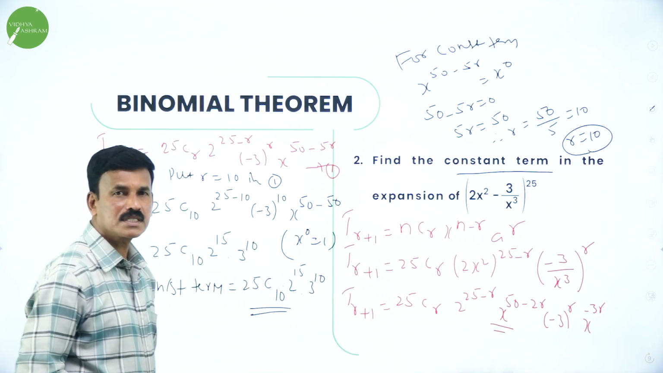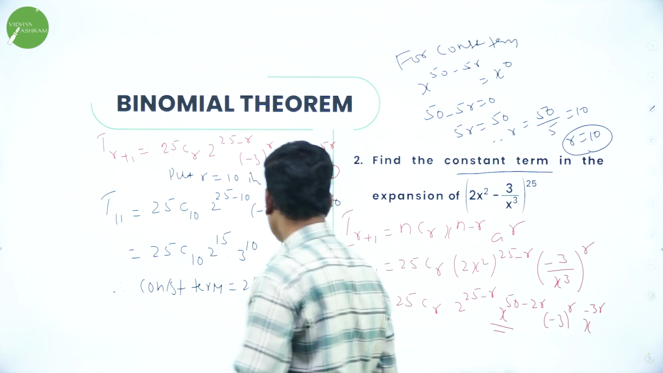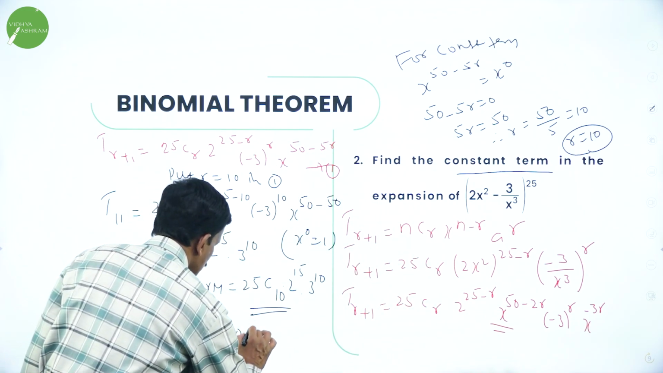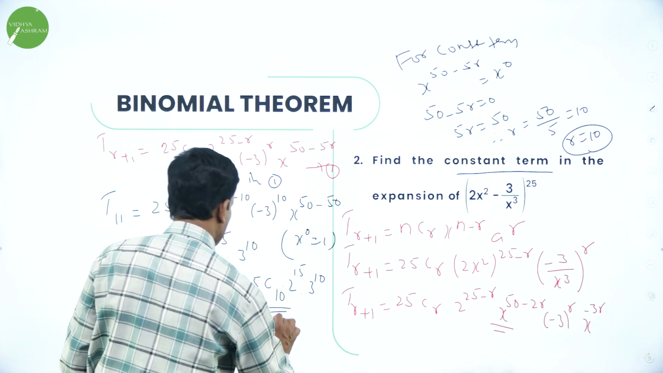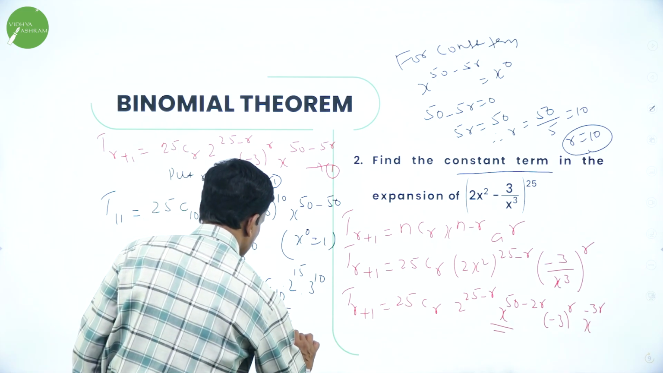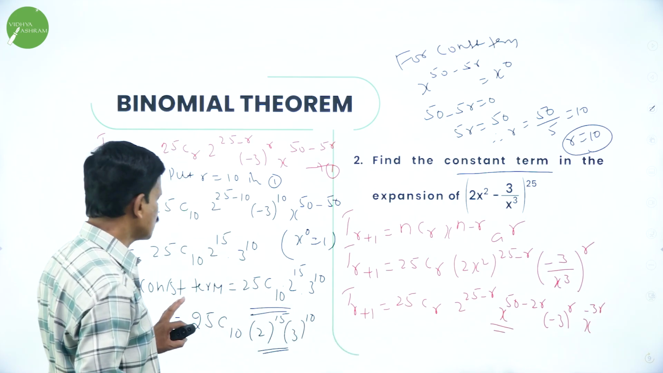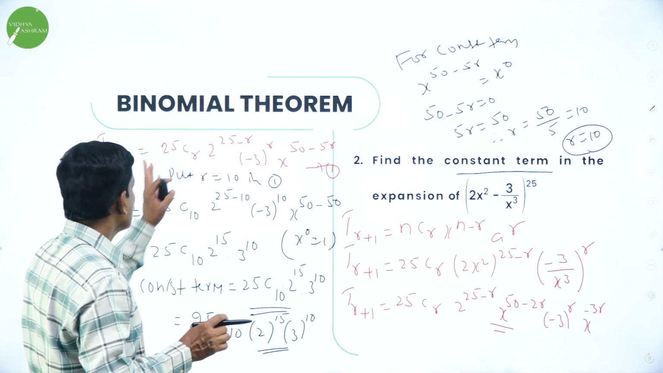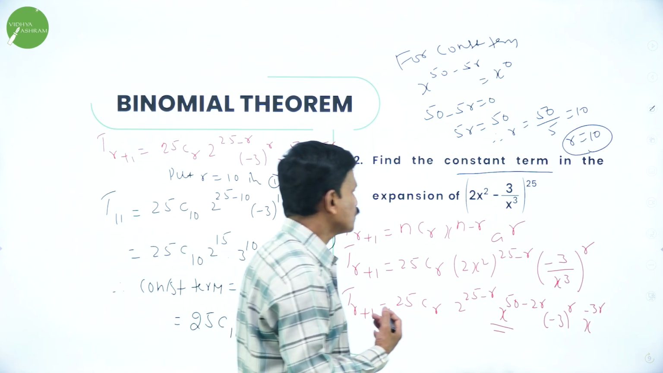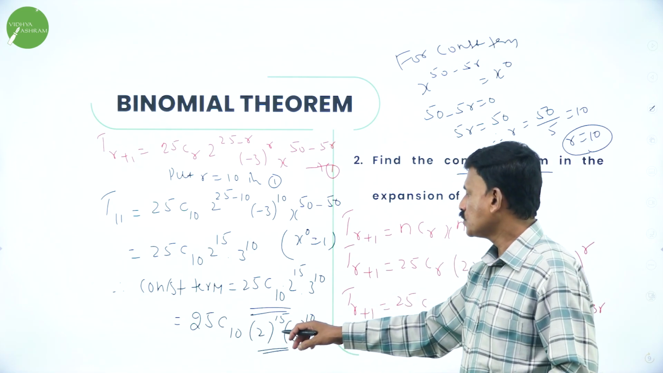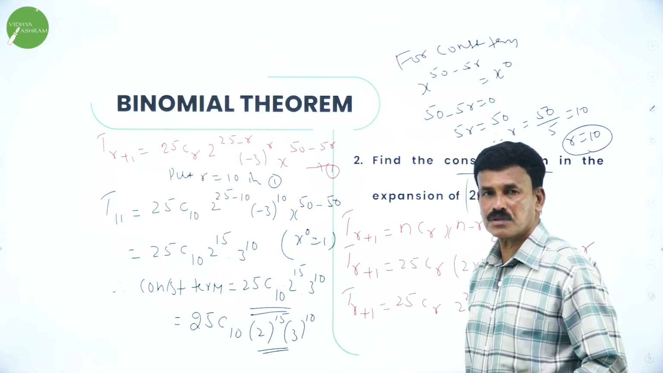So this is the constant term. That's it. If you want, you can write like this: 25 C 10 into 2 to the power of 15 into 3 to the power of 10. If you want, you can expand, but it is sufficient if you stop here itself. So the constant term in the expansion of 2x square minus 3 by x cube whole raised to 25 is 25 C 10 2 to the power of 15 into 3 to the power of 10.